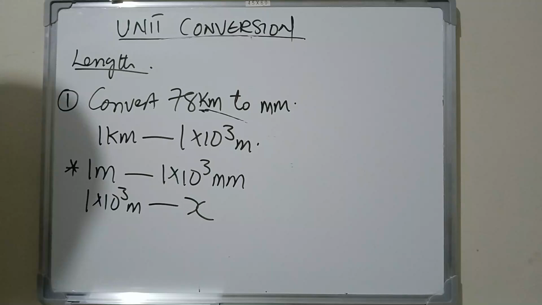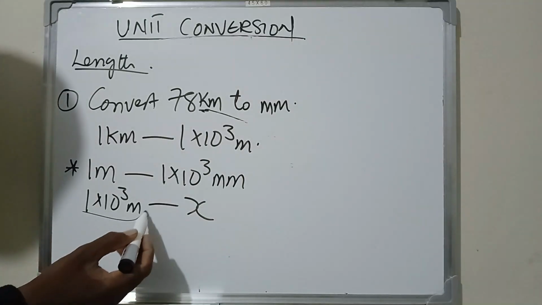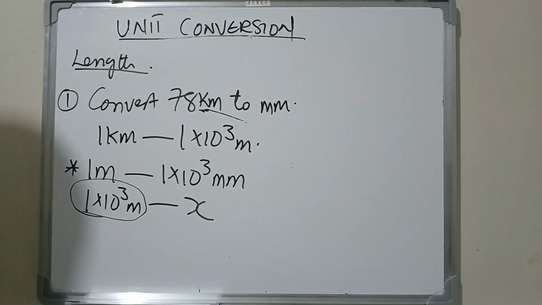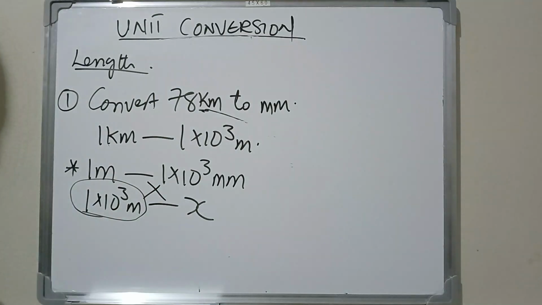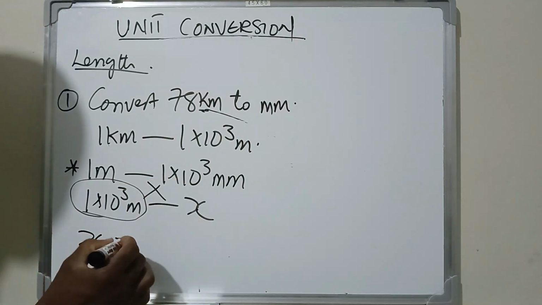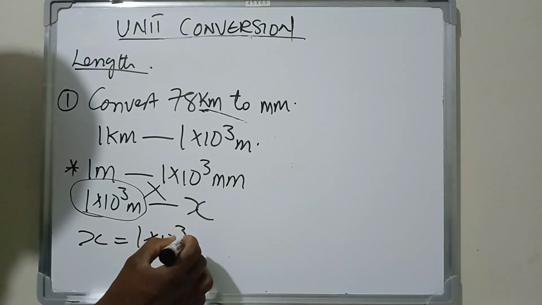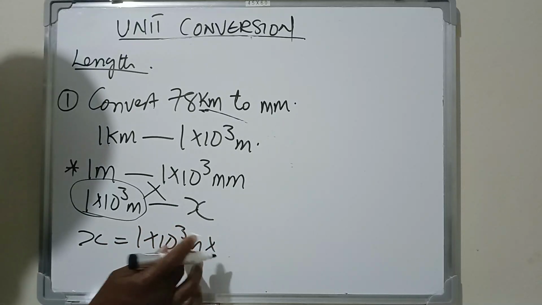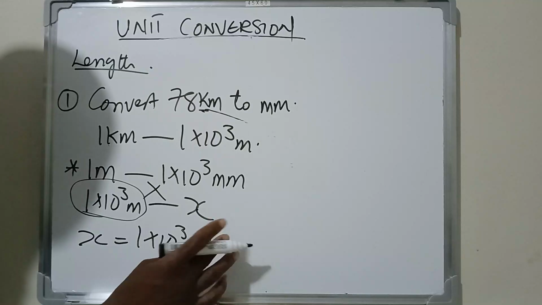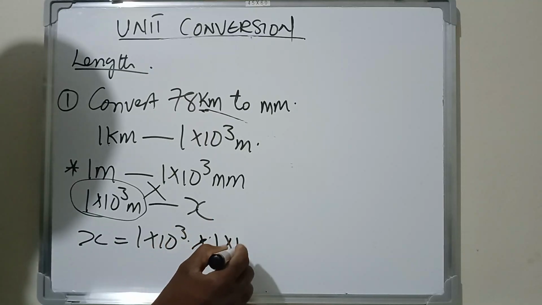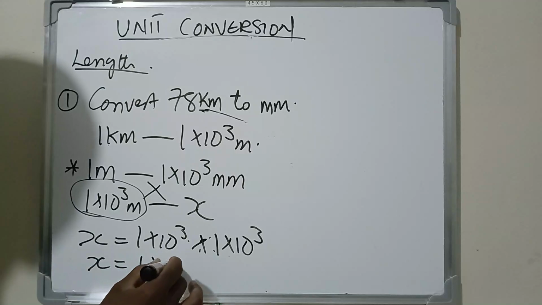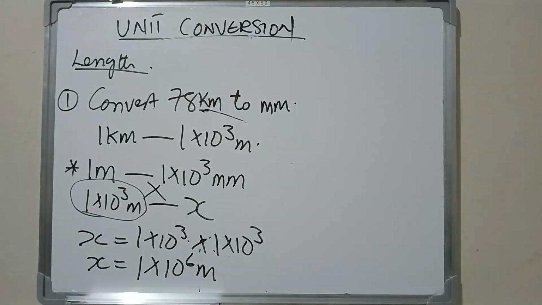So remember that this one is a kilometer. We haven't just written it like that. If we wanted, we could have written it like that. So if we cross multiply, what we are going to have is x multiplied by that and this by that. So x is equal to 1 times 10 to the power 3 meters times 10 to the power 3. Okay, so the answer is going to be 1 times 10 to the power 6 meters.